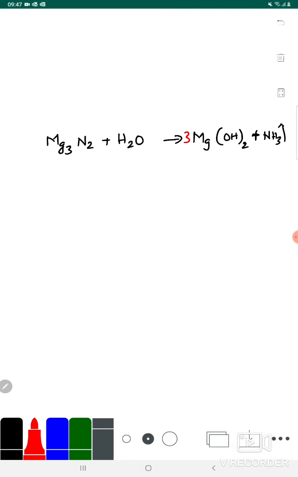Now move to nitrogen. I have 2 nitrogens here, so I will balance over here. Now move to oxygens. Here I am having 3 into 2, 6 oxygens. Here I am having only 1, so I will balance this as 6 oxygens. Now my hydrogens are 12, and when I observe here, it is also 3 2s are 6 and 2 3s are 6, so 12. So this entire expression is now balanced, right?